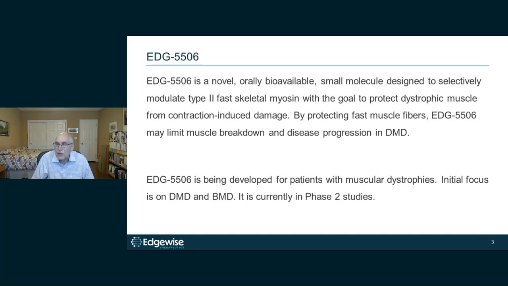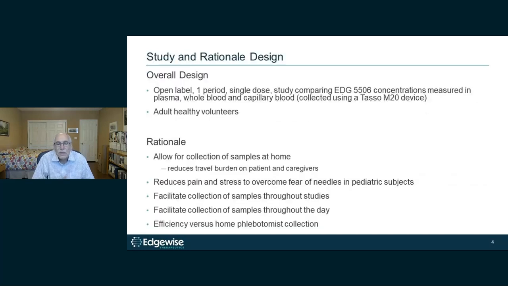As I said, this compound is currently in phase 2. So the overall study design, what I'm going to talk about, is an open label, 1 period, single dose study in which we administered 5506 to adult healthy volunteers.